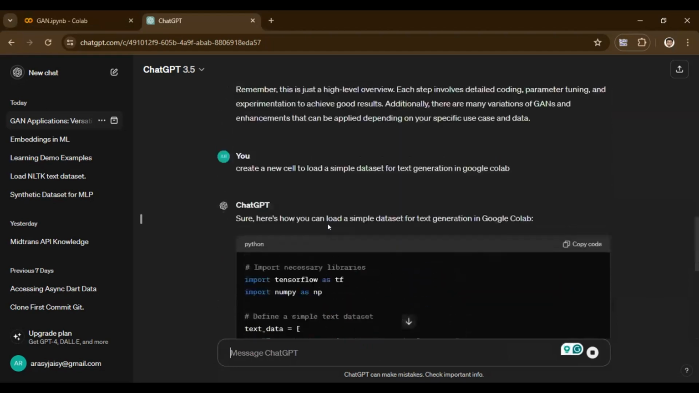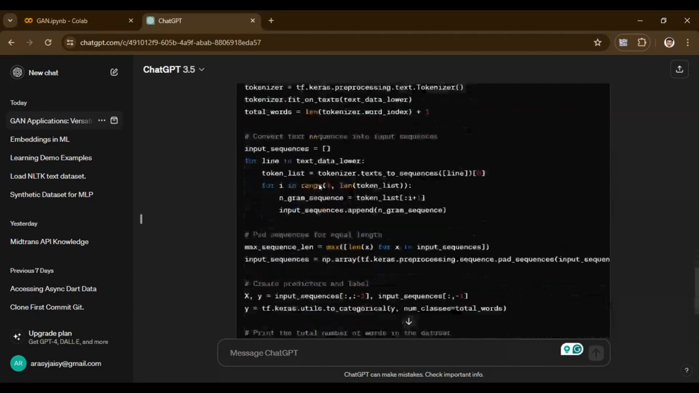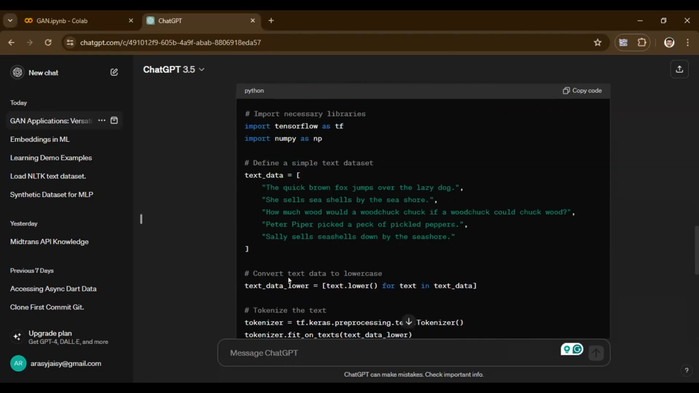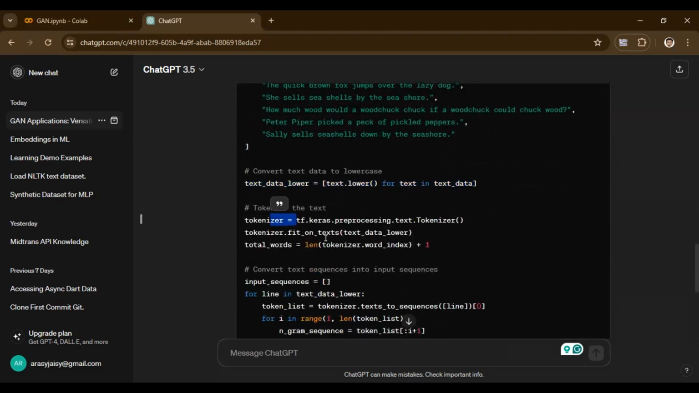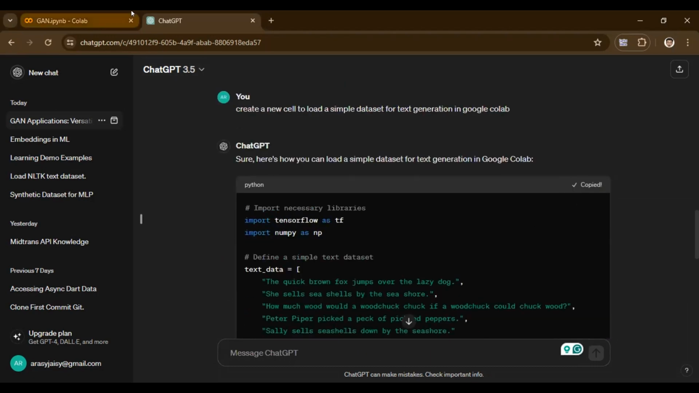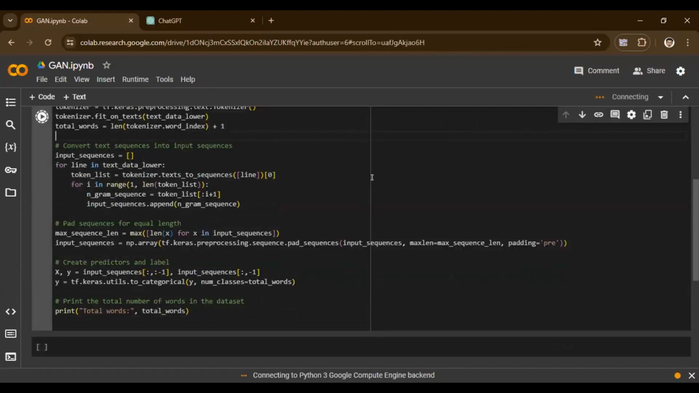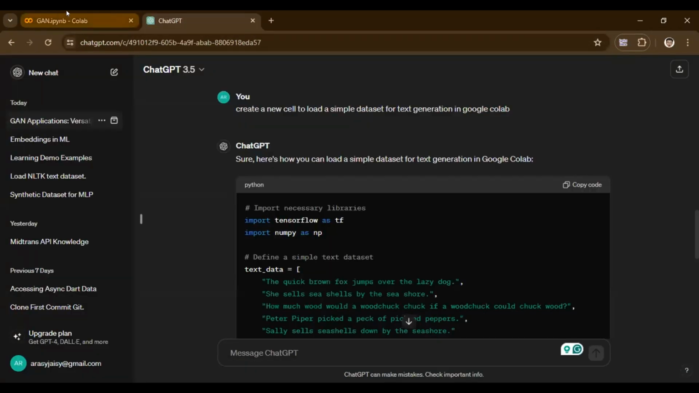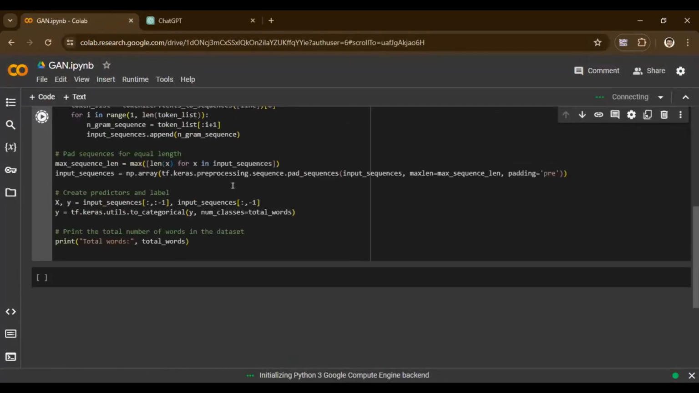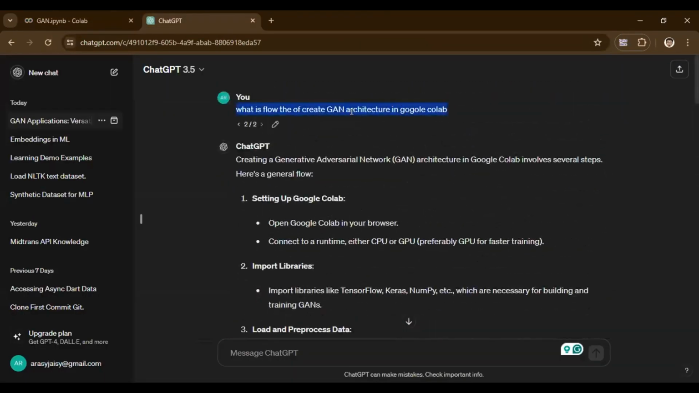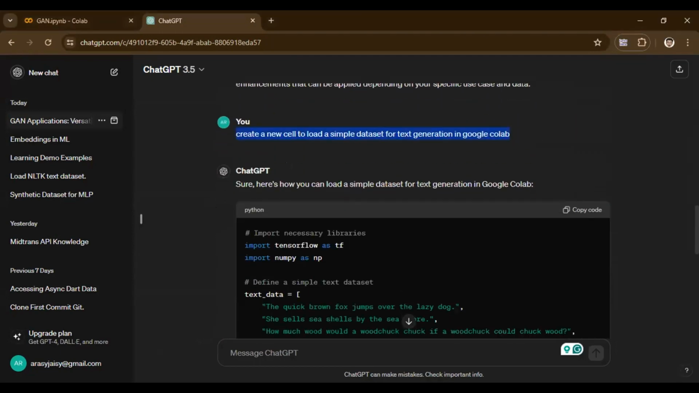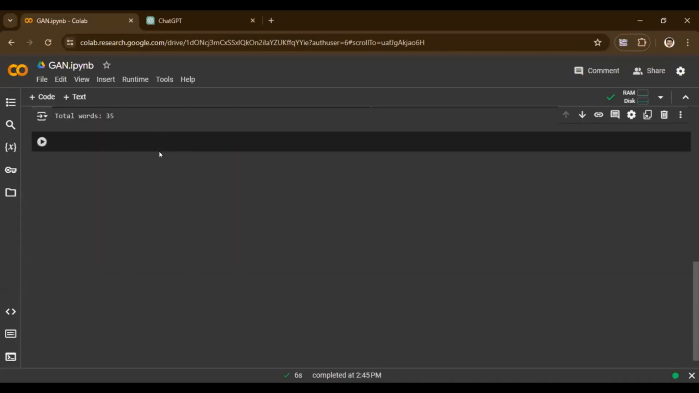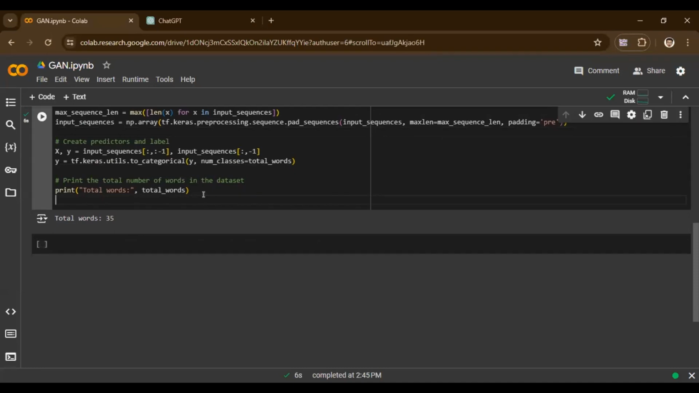Okay, it made some simple data sets, the quick brown, and let's see. Also, it processed the data first, tokenized it, and created sequences from it. Let's copy this code. Make sure there are not any errors, or we can just do some bug fixing on ChatGPT also. Oh, and I will copy this prompt to the chat. One second. This is the first prompt and also our second prompt. It works. It only has 35 words and maybe it's not enough, but we'll just use this one for example.